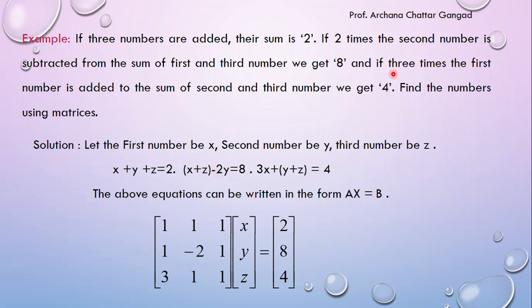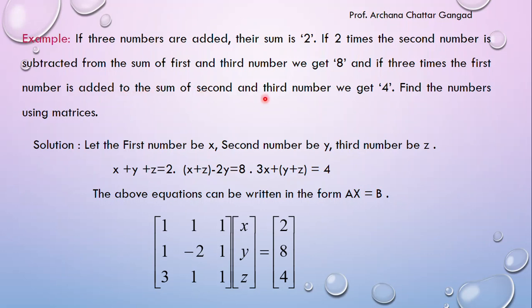Now next statement is what is that? 3 times the first number. What is our first number? First number is x but it is 3 times. So write here 3x plus the number is added to the sum of second and third number.